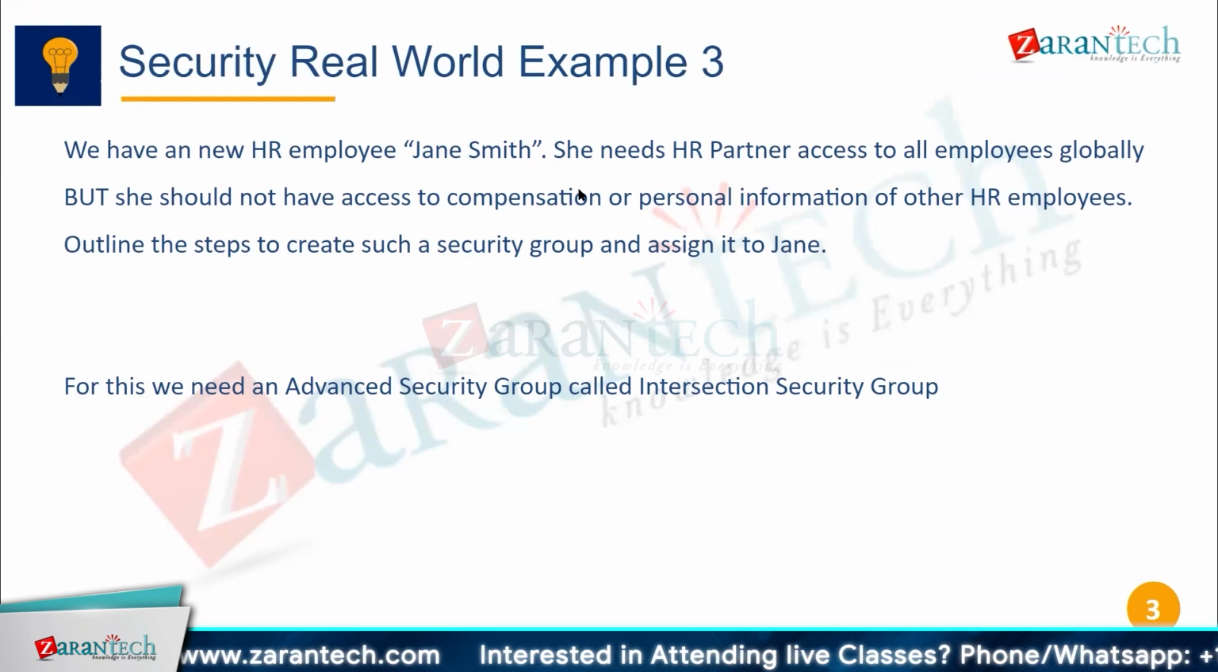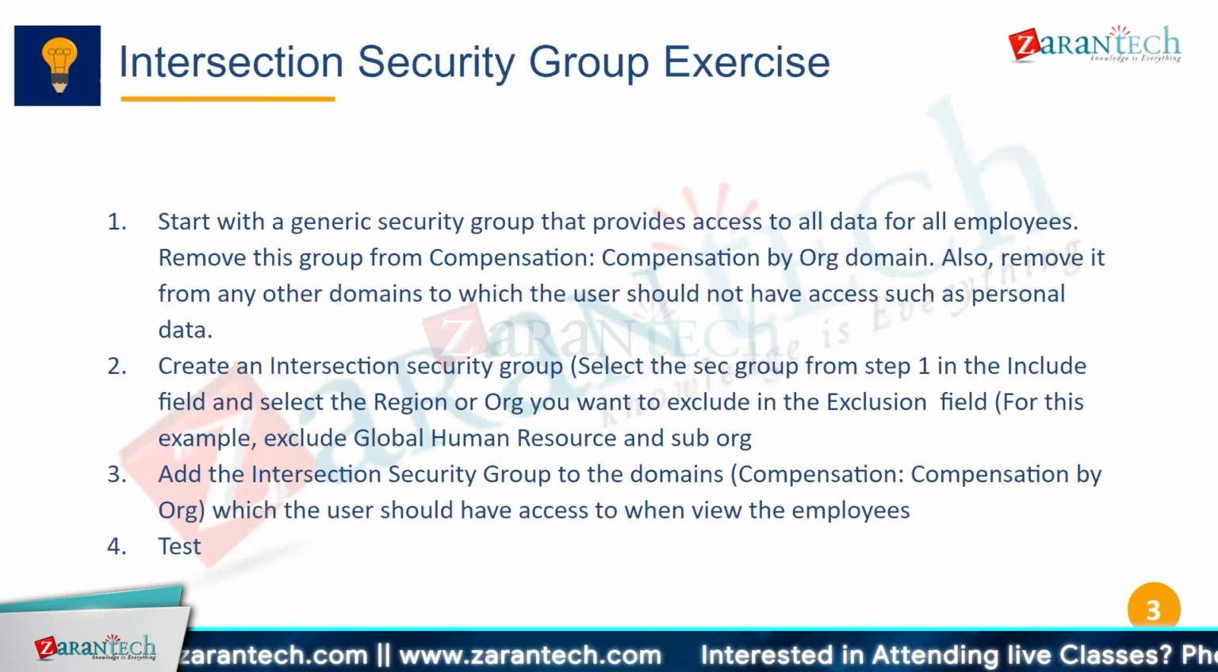So we have a new HR employee, Jane Smith. She needs the HR partner access to all employees globally, but she should not have access to compensation or personal administration of other HR employees. Outline the steps to create such a security group and assign it to Jane. For this, we need an advanced security group called an intersection security group. So how do you create an intersection security group?